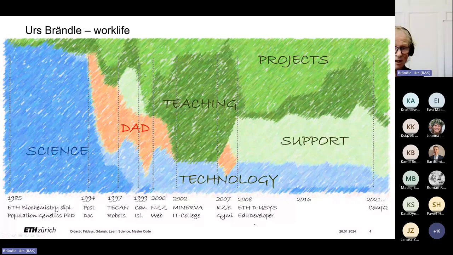So this is a visualization attempt for my work life since I was 20 in 1985. I studied biochemistry, and there was a lot of science at the beginning of my career. Then kids came pretty soon. I started doing more teaching in a middle school, and then I went to ETH and started to do learning projects at the Department of Environmental System Science, so agriculture and environmental science.